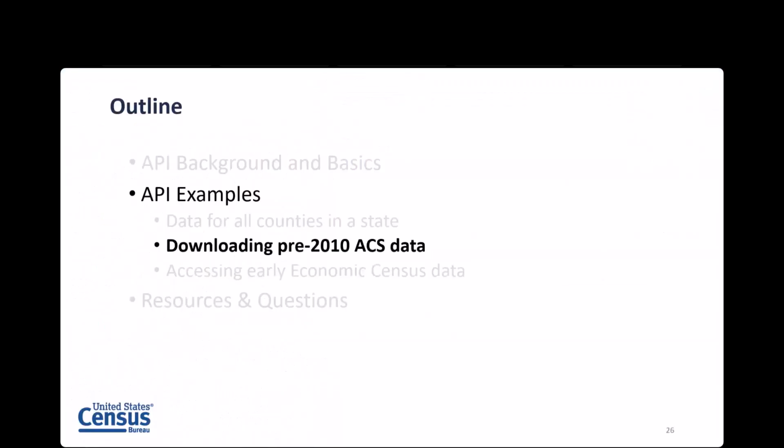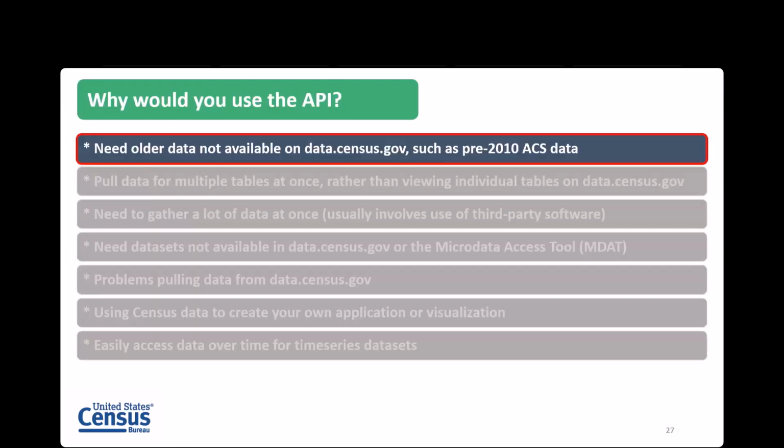The next example, I wanted to look at something that you couldn't find on data.census.gov because I was just showing you some data, kind of comparing between data.census.gov and the API. And for a lot of people, a lot of times it's just easier to go get that data from data.census.gov rather than using the API itself. But there are some cases where you're actually going to have to use the API to get your data.